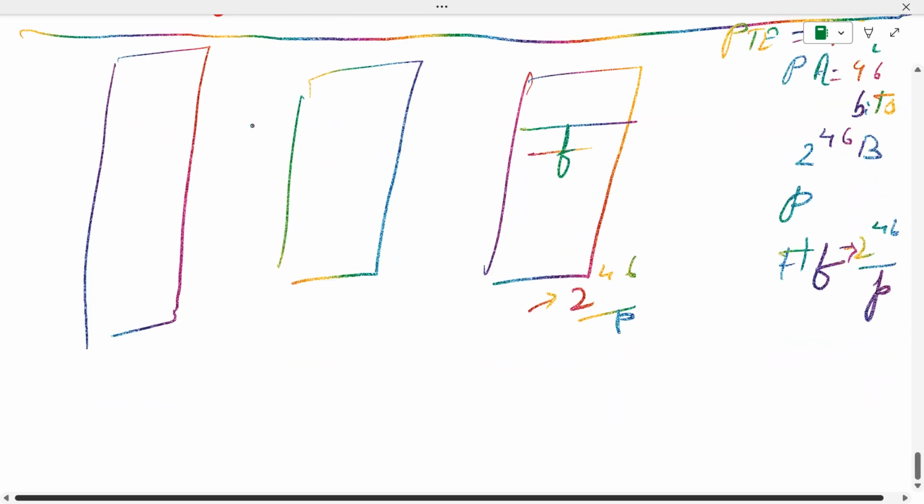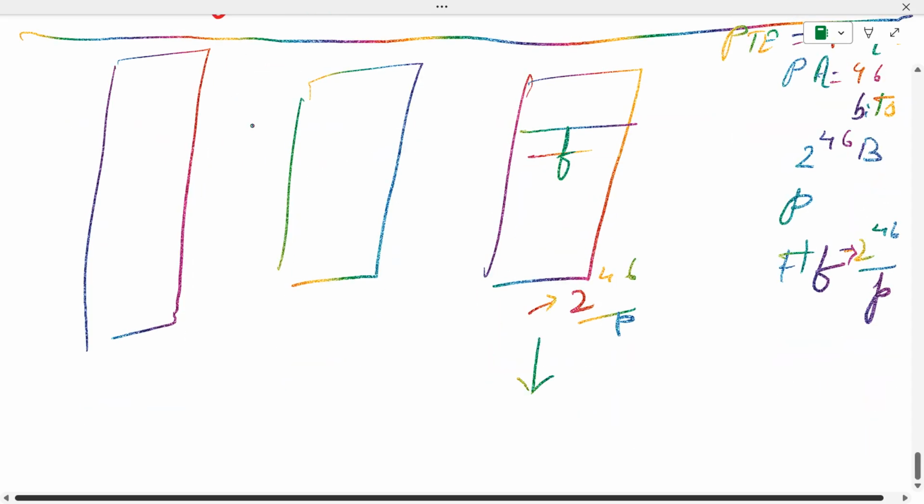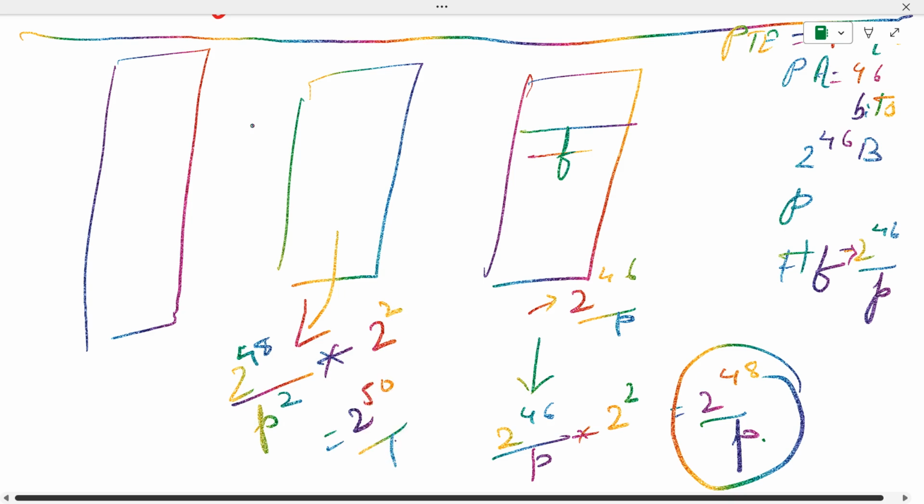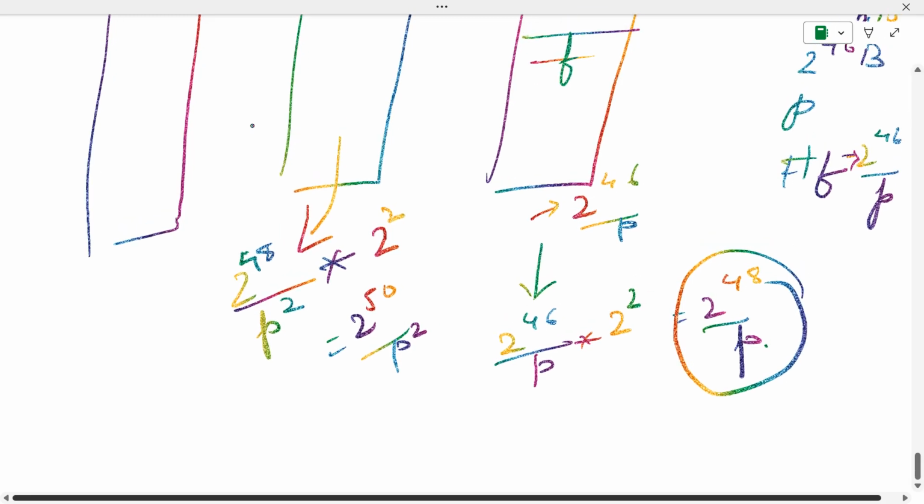So if we calculate the page table size of this, it is 2 raised to the power 46 upon P into 2 raised to the power 2, that is 2 raised to the power 48 upon P. So this is the page table size of this. Now this has been divided into P equal size pages. So number of entries into this will be 2 raised to the power 48 upon P squared, and total size will be into 2 square, that is 2 raised to the power 50 upon P square. Now this is the size of this.